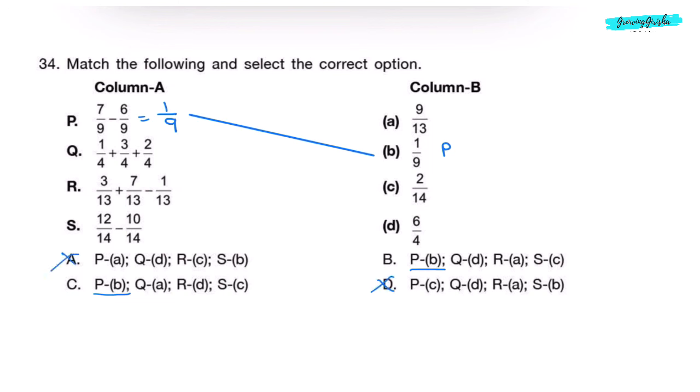Now next, Q. 1 by 4 plus 3 by 4 plus 2 by 4. Denominators are same. We can directly add them. So 1 plus 3, 4. 4 plus 2, 6. 6 upon 4. It is in option D. So Q is equal to D. It is in option B. So we already got our answer. No need to do the rest of them.